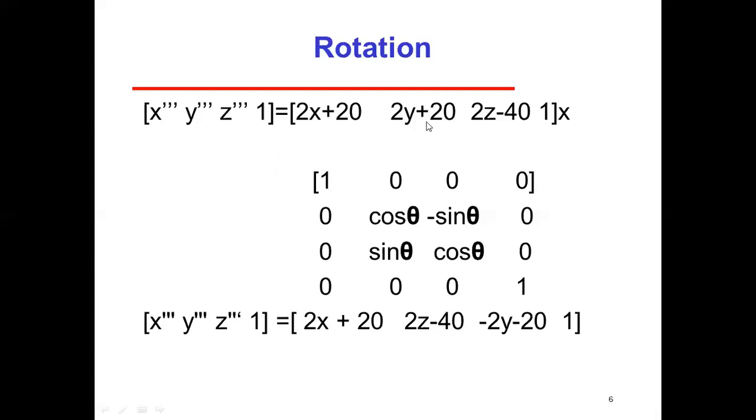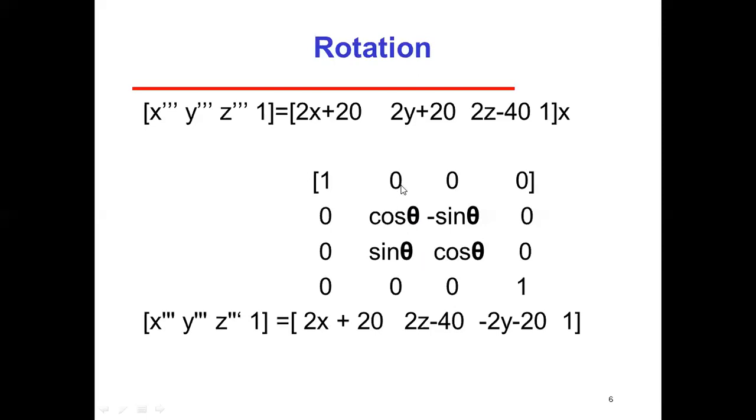2x plus 20, 2y plus 20, 2z minus 40, and 1. Again, the multiplication of 4 by 4 matrices to each other. So here x triple dash, y triple dash, z triple dash, 1 will be equal to, again we will replace theta by 90 degrees, because it is already given in the problem that theta is equal to 90 degrees. First we will put theta equal to 90 degrees, and after that we will find the values of cos 90 and sin 90. Again we will change this matrix just after putting the value theta equal to 90 degrees.